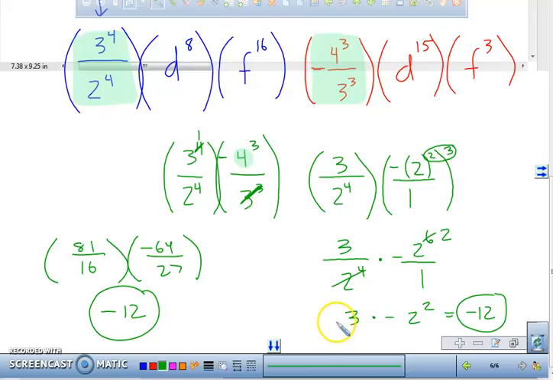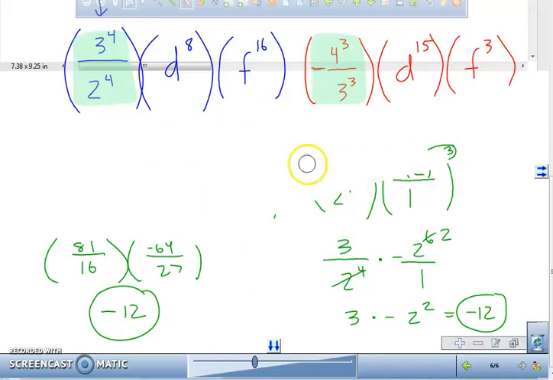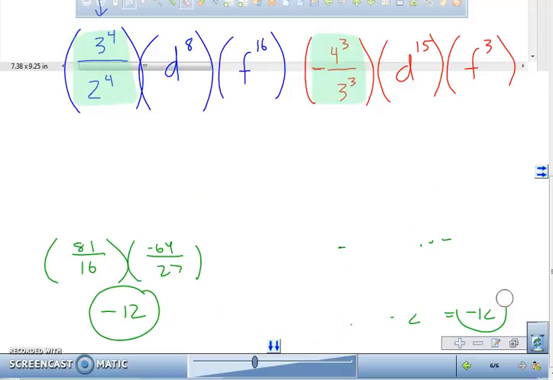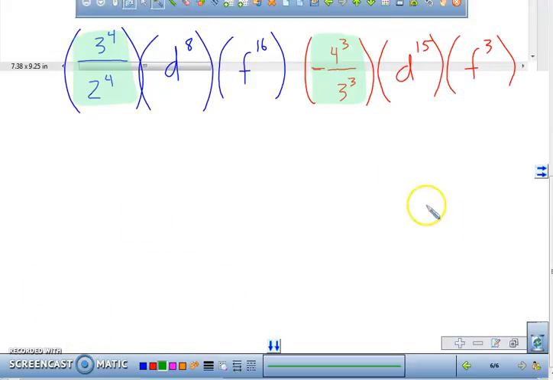And I'm just showing you how to simplify things without a calculator. So what's the coefficient? I realize it's a lot of work to get to a negative 12. Okay? That's a lot of work, and I realize most of you don't like doing that. But some of you do. So for those of you who do, that's how you do it.